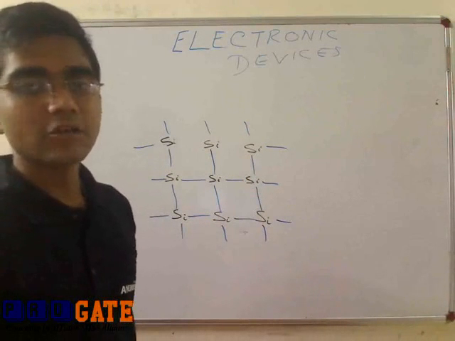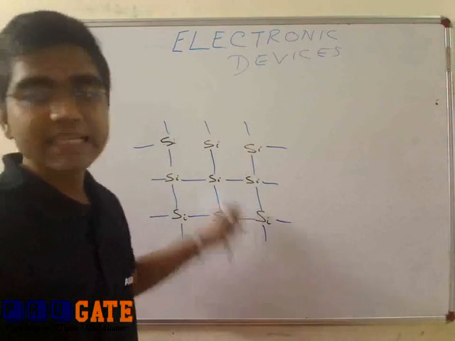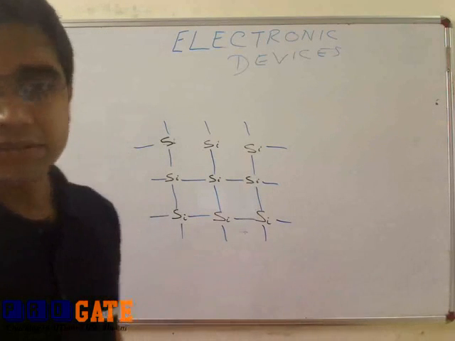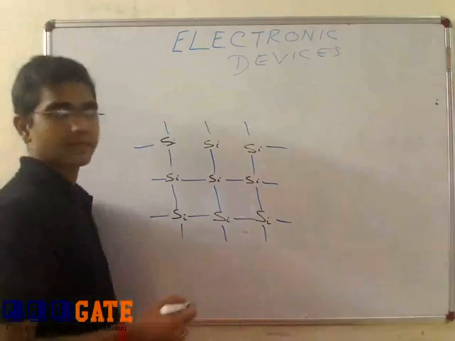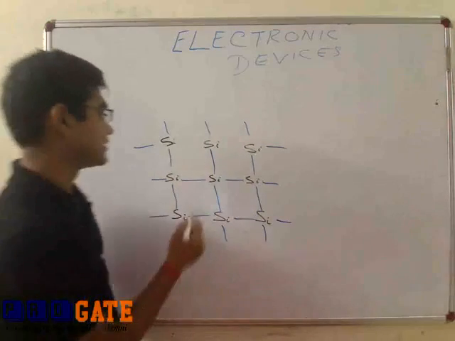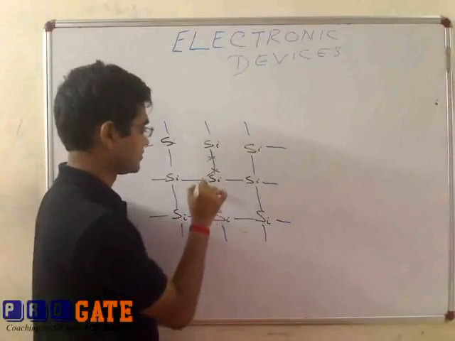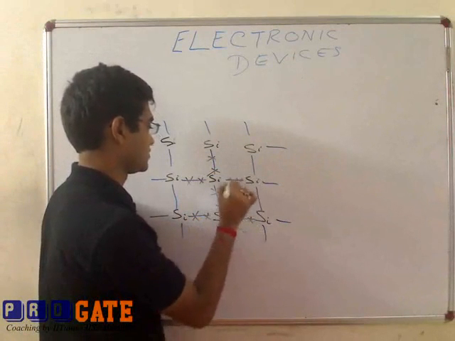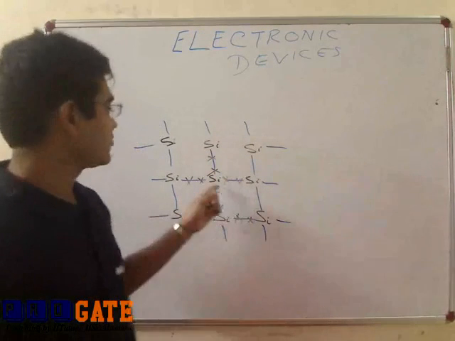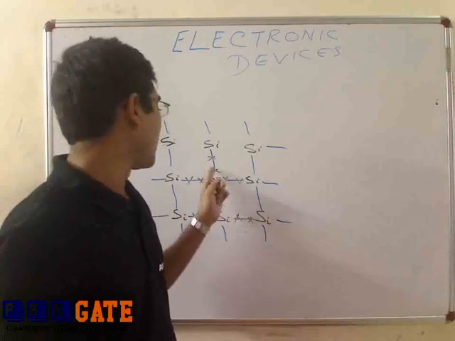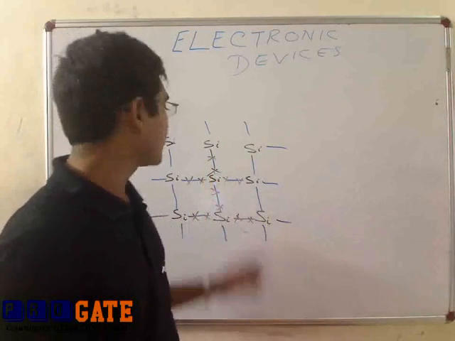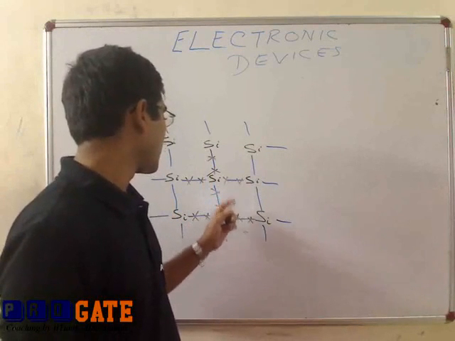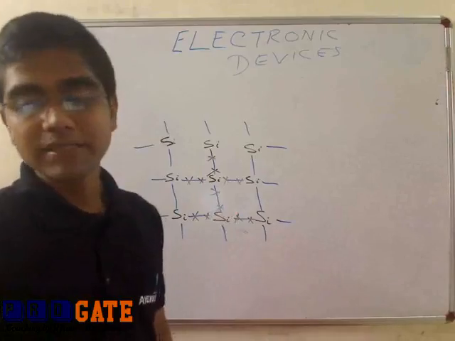So a silicon crystal looks something like this. Each silicon is bonded to 4 different silicon atoms in its adjacent places. We see this silicon has 4 electrons of its own: 1, 2, 3, 4. It gets 4 electrons from the neighboring 4 atoms: 1, 2, 3, 4. And thereby it completes its octet.